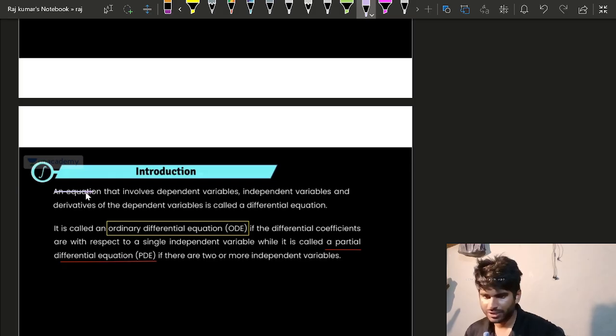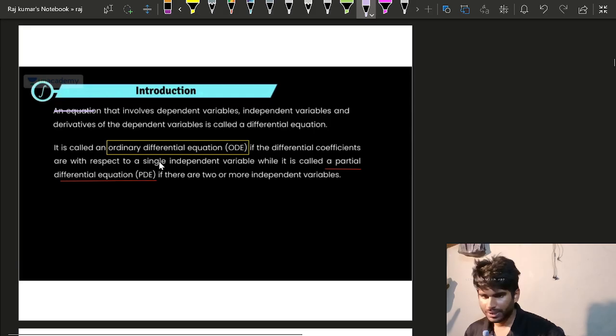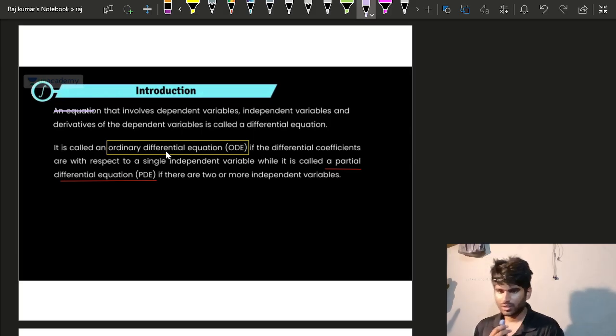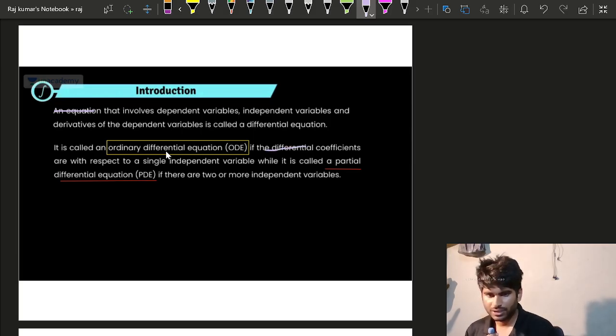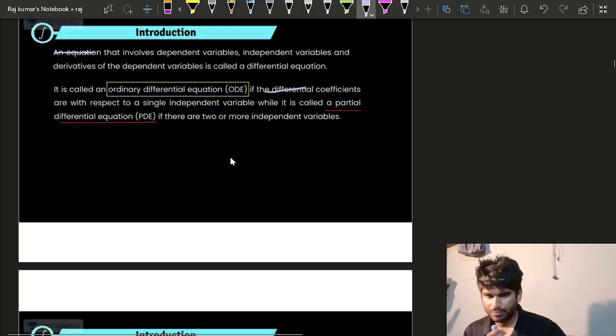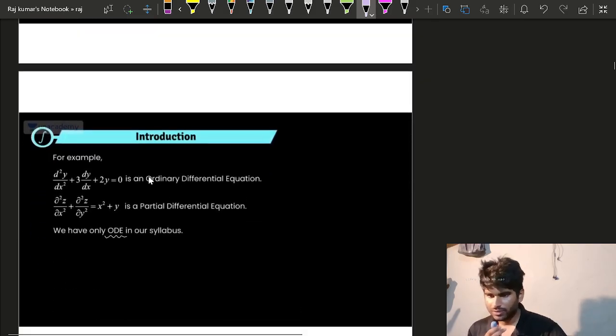The same definition is mentioned here also. But there are two types, and in our syllabus we only discuss the ODE. What is the ODE? Ordinary differential equation. They say that if the differential coefficient is with respect to a single independent variable, it is called ordinary, and it is called a partial differential equation if there are two or more independent variables. So that is the introduction to this chapter.